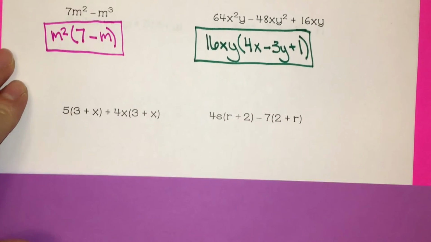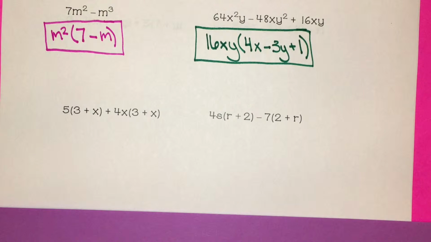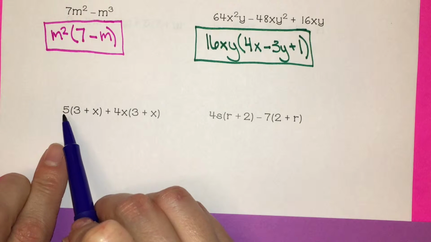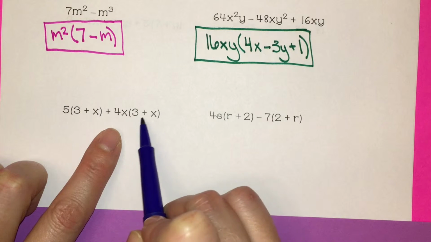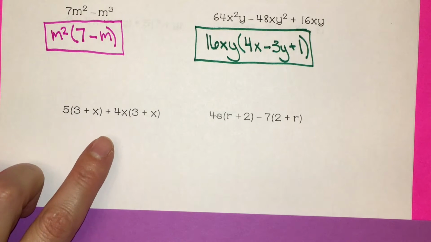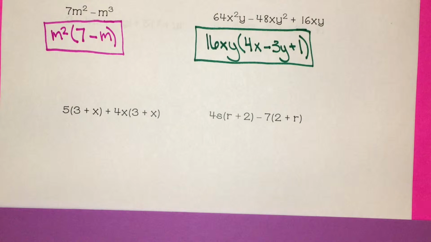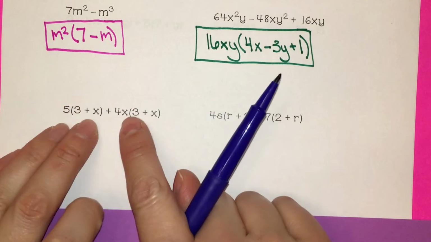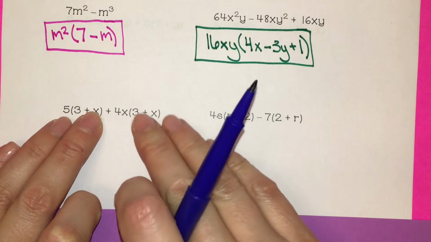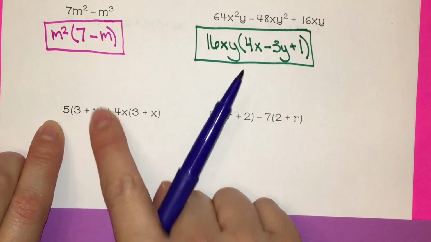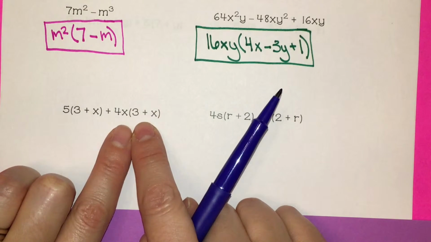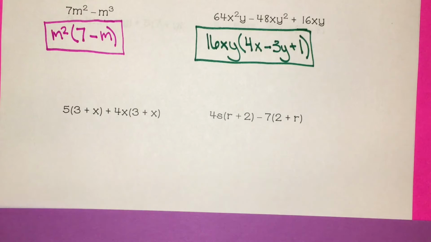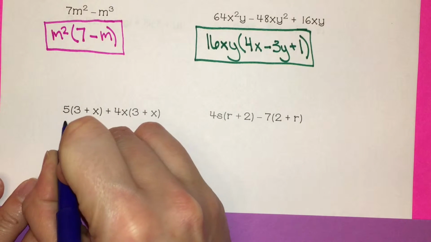All right, so now this is the part that's just a little more complicated. You can see it's already partially factored. We have 5 times 3 plus x, plus 4x times 3 plus x. So look at what they have in common. Think of these as 2 separate terms, because the 5 is multiplied by the whole 3 plus x, and the 4x is multiplied by the whole thing of 3 plus x. So they have 3 plus x in common, and that's what I'm going to factor out.